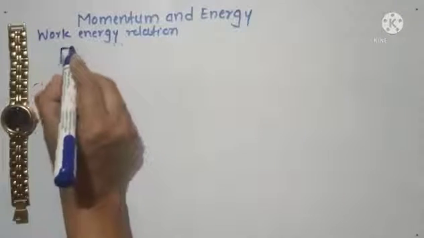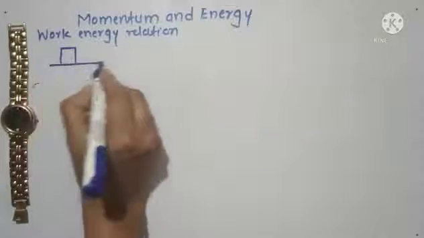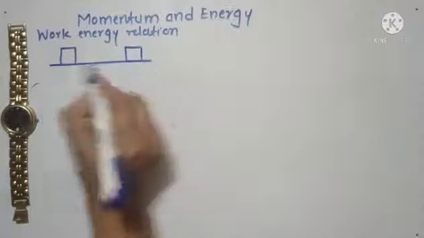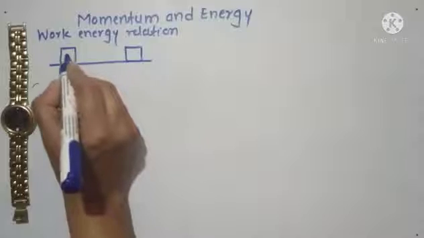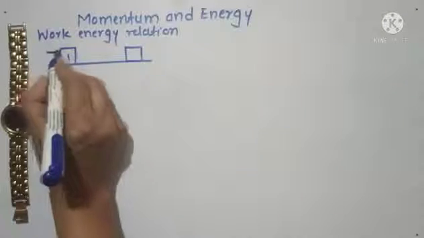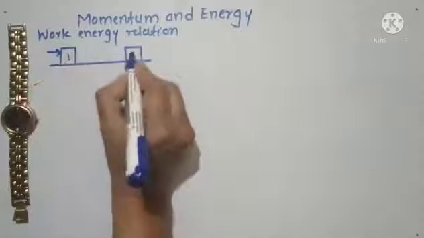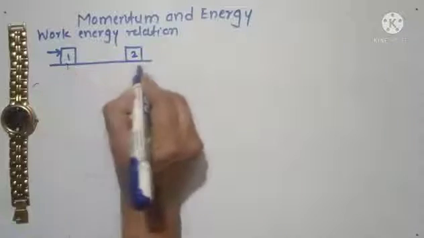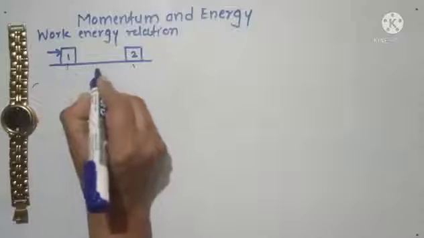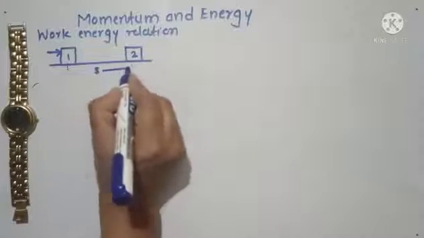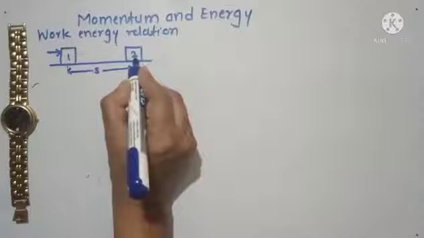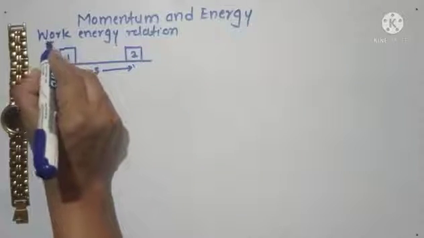Suppose there is a block at position A, or say at position 1, and if I apply some amount of force on it, it is moving to position 2. So the displacement of this block will be from position 1 to position 2. F is the force applied.